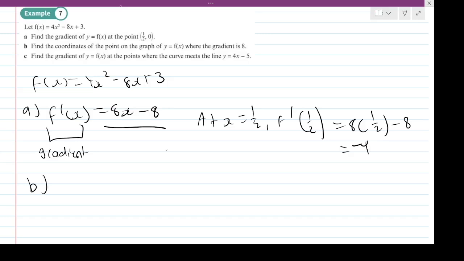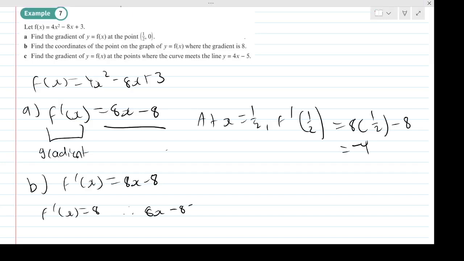Part B then says we need to find the coordinates of the point on the graph y is equal to f of x, where the gradient is 8. So now it's kind of doing it in reverse. They're telling us what we need our gradient to be. Well, our gradient overall is 8x minus 8. Because it's told us the gradient needs to be 8, we can equate this to 8. So f dash of x needs to equal 8, so therefore 8x minus 8 equals 8.